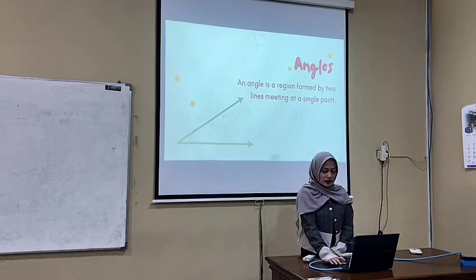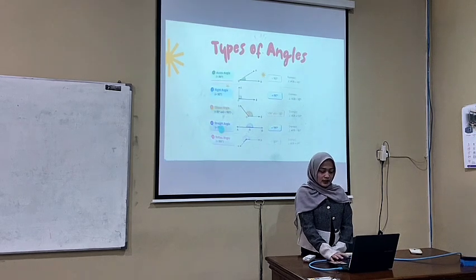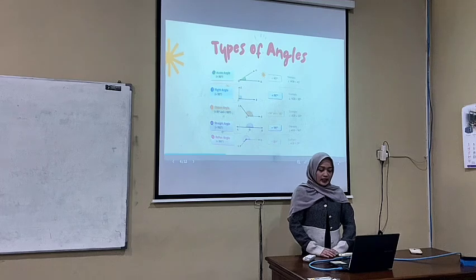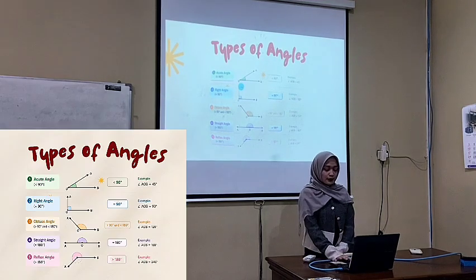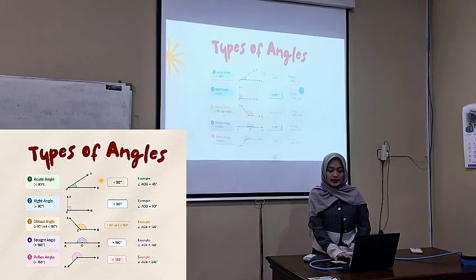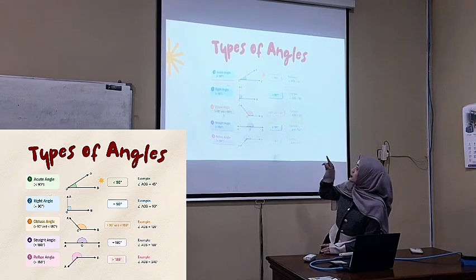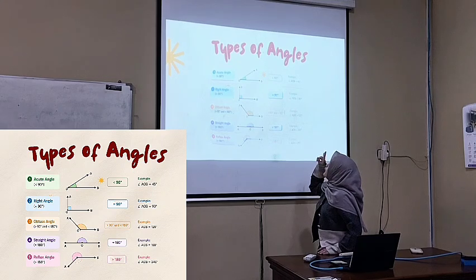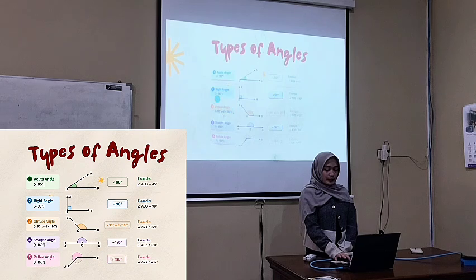Now, we are going to discuss the types of angles. Please look at the slide. Angles are classified based on their measurements. The first type is an acute angle. An acute angle measures less than 90 degrees. For example, angle AOB in this picture is 45 degrees. The second type is a right angle.